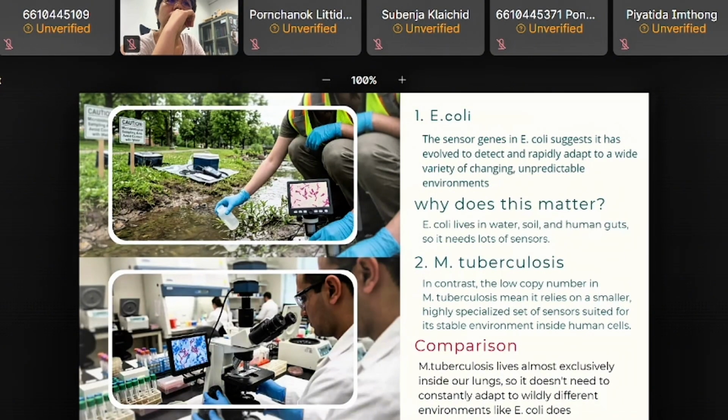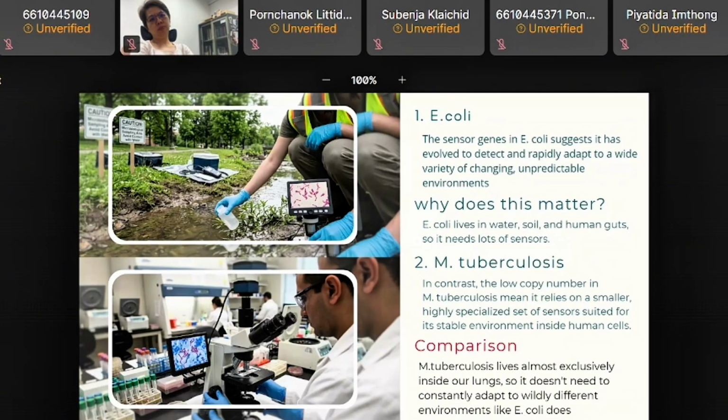Okay, so in this slide I will talk about why there are so many genes copied in the same species. The answer is very simple. It's about adaptation. In the case of E. coli, it lives in several environments, like in water, in soil, or in the human gut. To survive, it uses gene duplications.